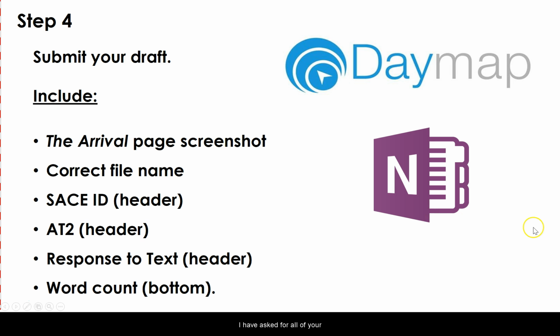I've asked for all of your drafts to be done in OneNote so I can see and quickly color code your mistakes using my editing key. You won't need to submit it on DayMap because I'll be able to see it on OneNote, but I will still make a box on it so I can tick whether or not you've handed in your draft. And that's it.